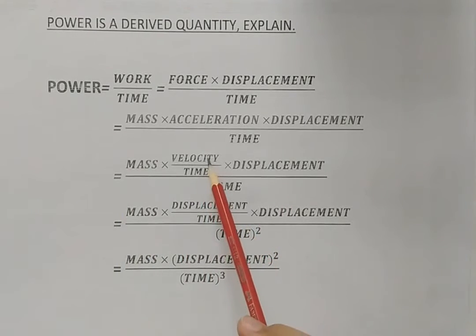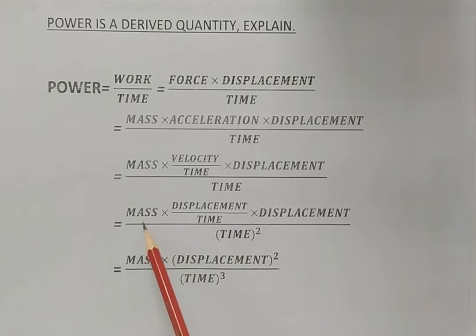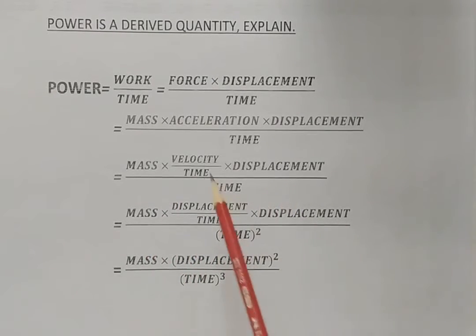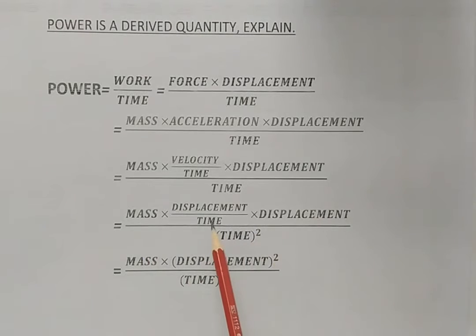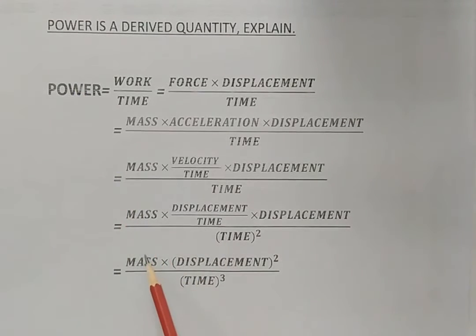As we know, velocity equals displacement divided by time. Mass is here, displacement, and this time comes in the downside and it becomes time square. Then we can write mass into displacement square. This time will come in the lower side and it will become time cube. So power equals mass into displacement square divided by time cube.